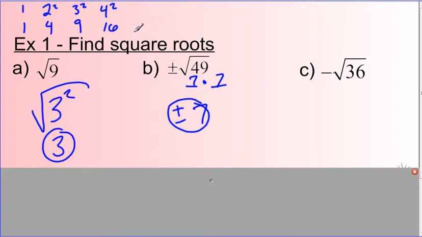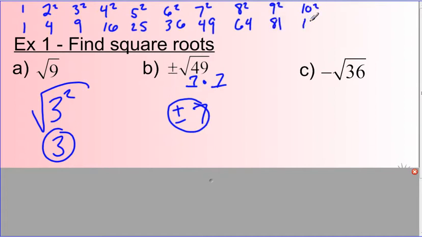Go ahead and do that. I'm going to be doing it as well. And 13 squared is 169. All right, so I have everything up to 13.